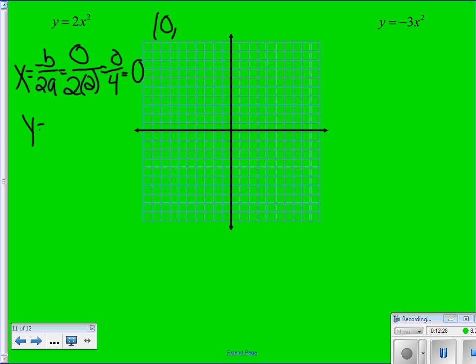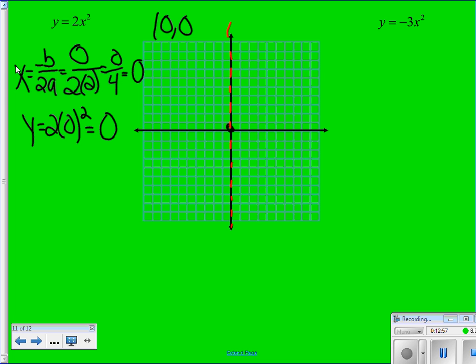I plug that back in to get y, and I get 0. So then my vertex is actually at the origin, which tells me that my axis of symmetry is the y-axis. Well, here's the problem. We've been using the y-intercept to reflect our point over the axis of symmetry. We can't do this time because our y-intercept is on the y-axis.